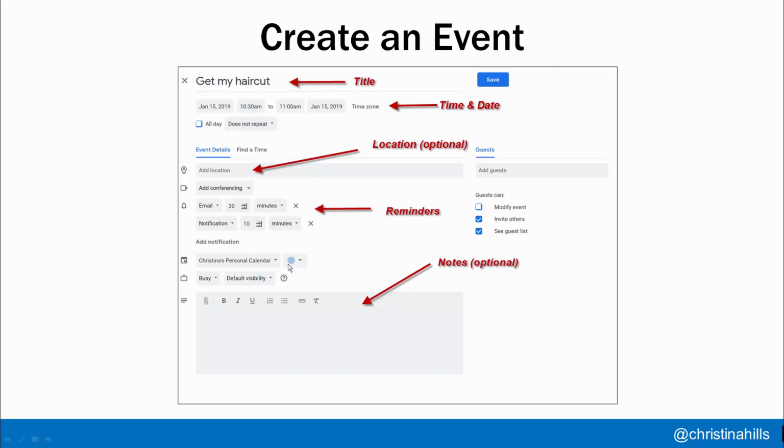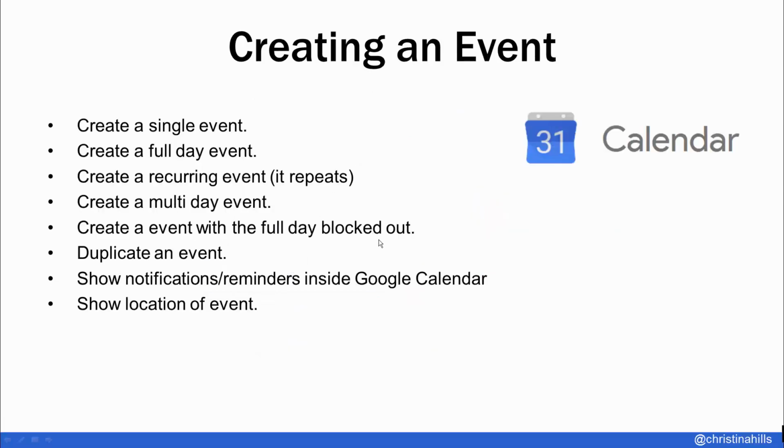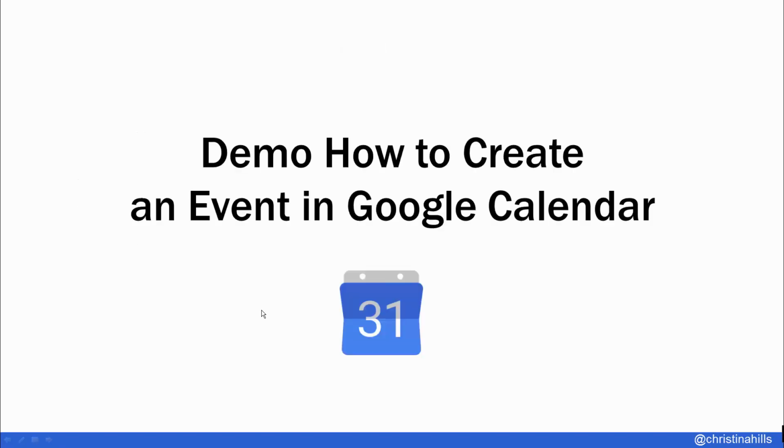And you can change the color, but I'll talk about that later. So here are the things I'm going to do in my demo. I'm going to create a single event. I'll create a full day event. I'll create a recurring event, that's something that would repeat. And a multi-day event, an event with a day blocked out. I'll duplicate an event. I'll show notifications and reminders and location. So let me go ahead and jump into my demo.